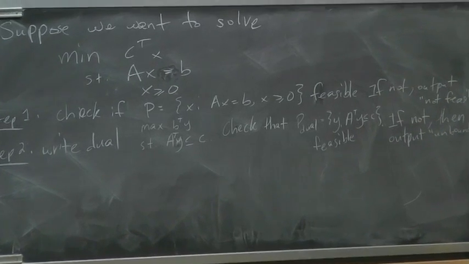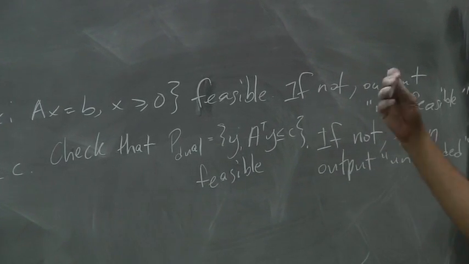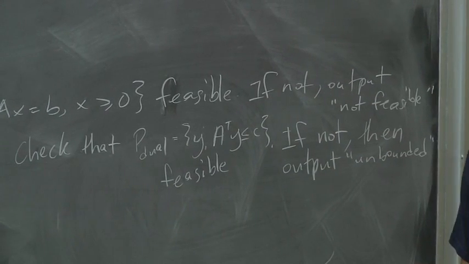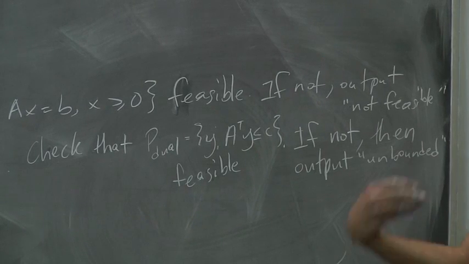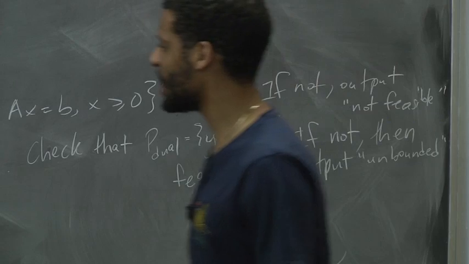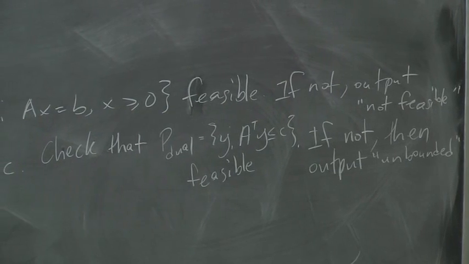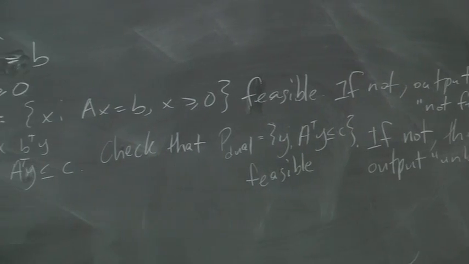Okay, so now we know that after steps 1 and 2, P is feasible and bounded, which means by strong duality, the dual is feasible and bounded, and it achieves the same thing. So step 3 is now just to compute something inside of this polytope.